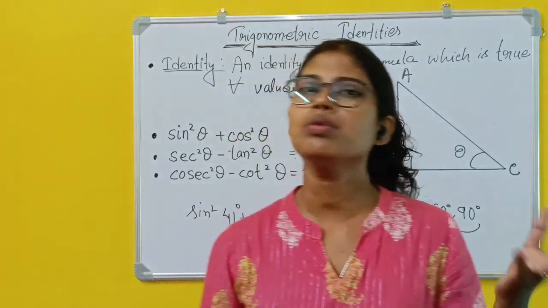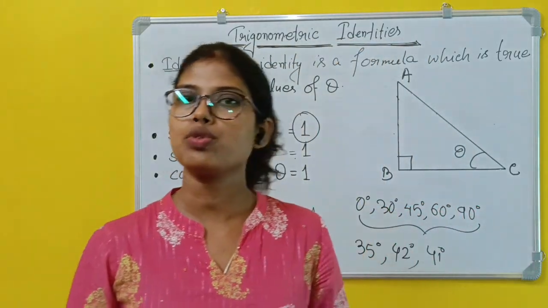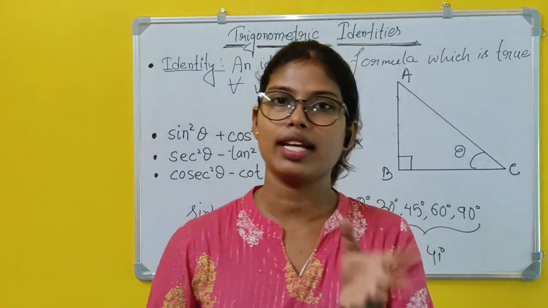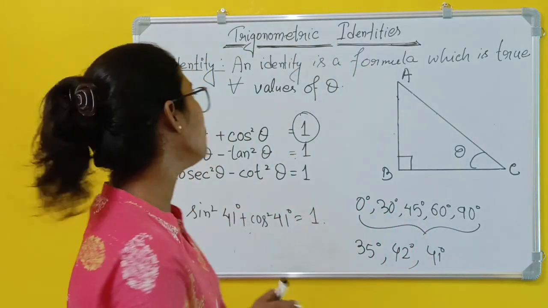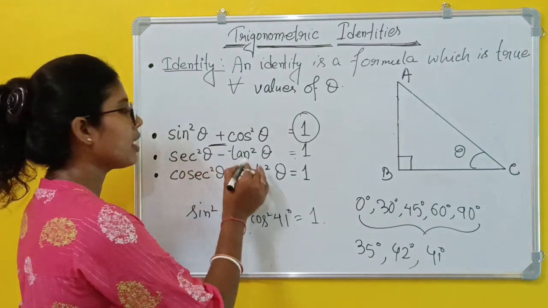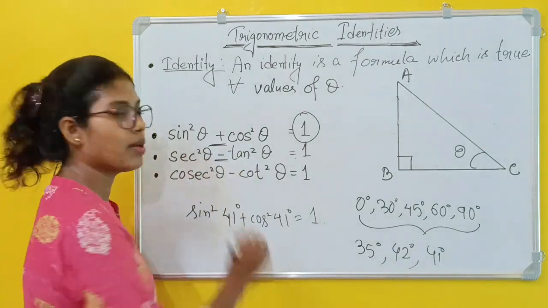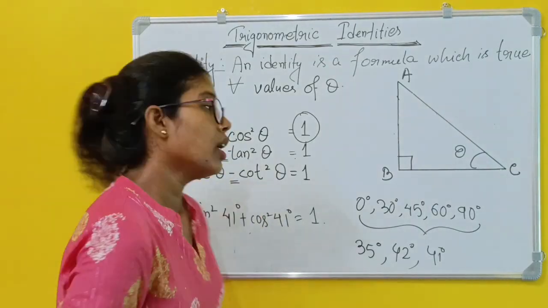So how can we recall these 3 identities? The first one, sine and cos, we are so familiar with sine and cos rather than tan, cot, sec and cosec. So for sine and cos, we put the positive sign. In case of sec tan, it will be negative. And in case of cosec cot, it will also be negative.